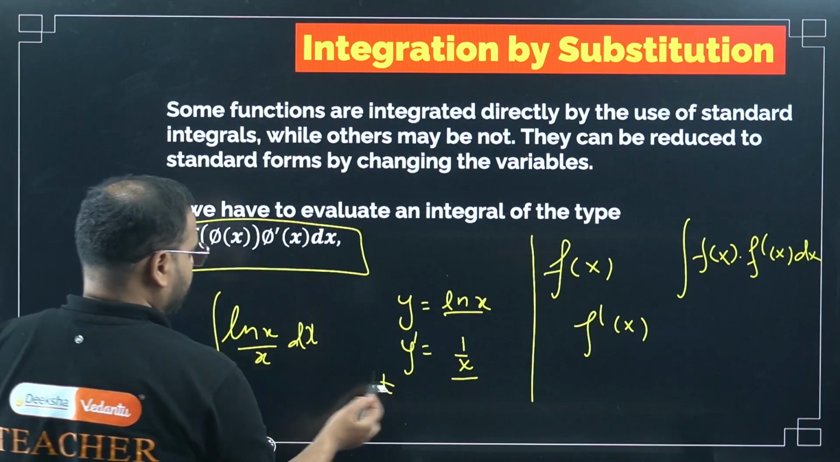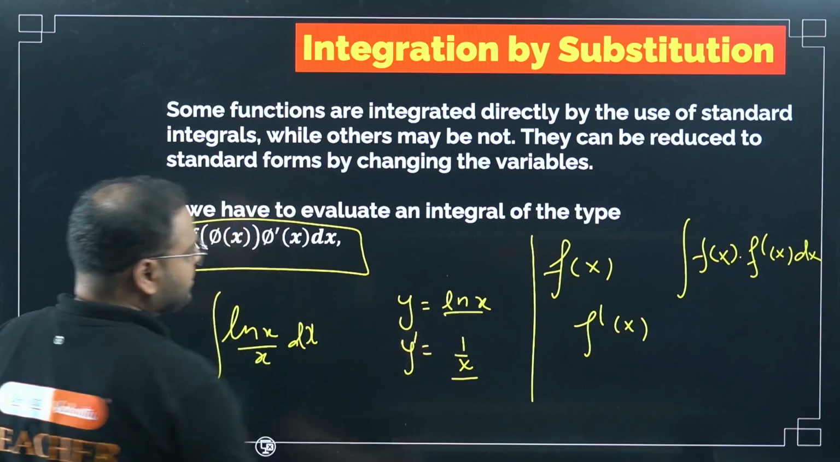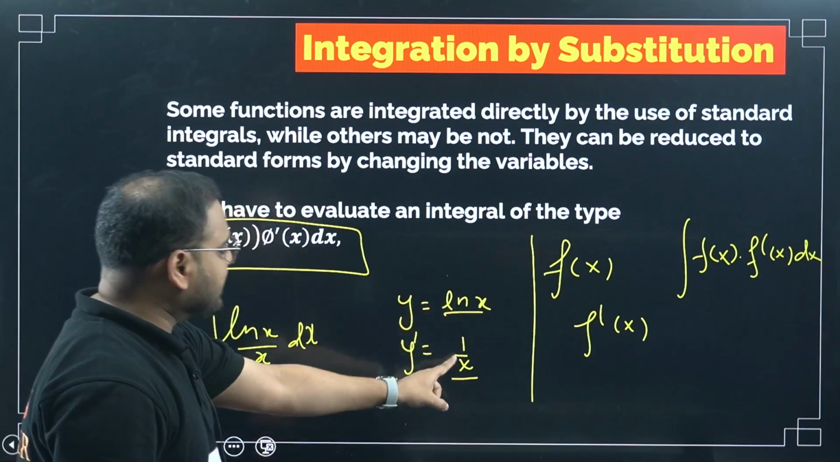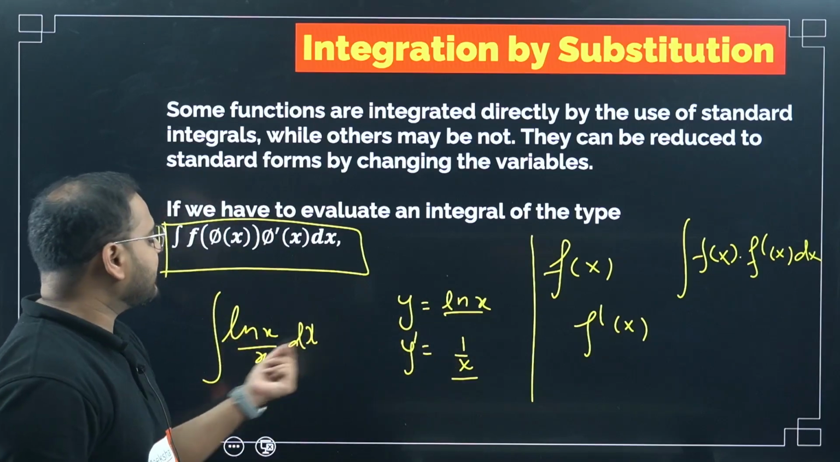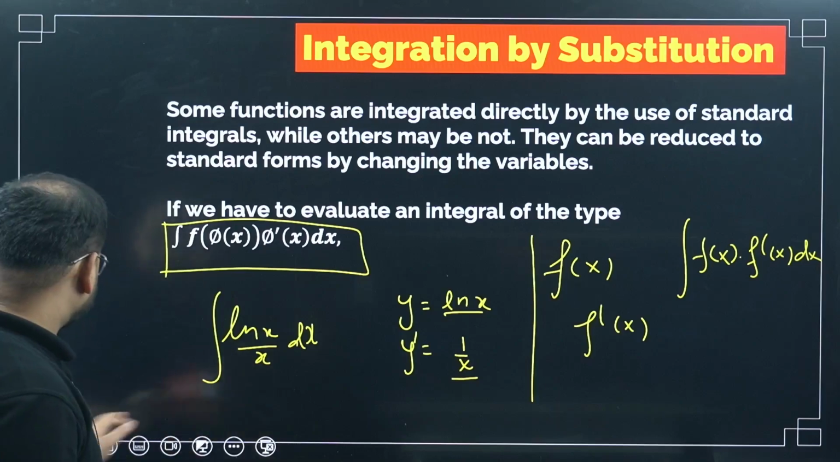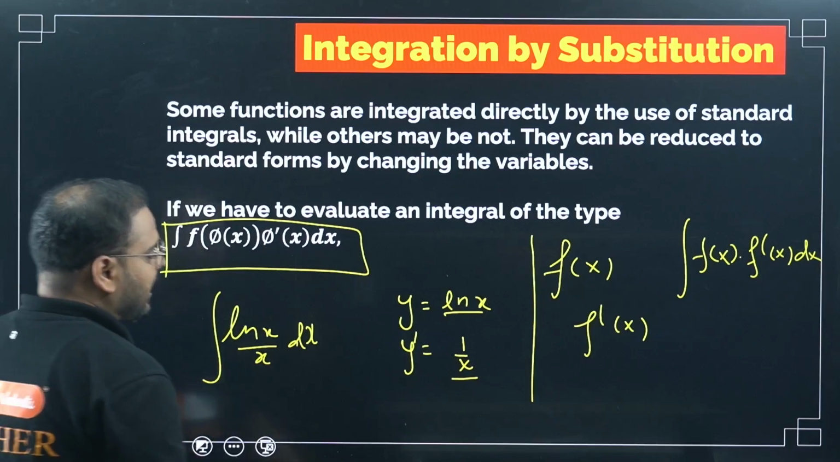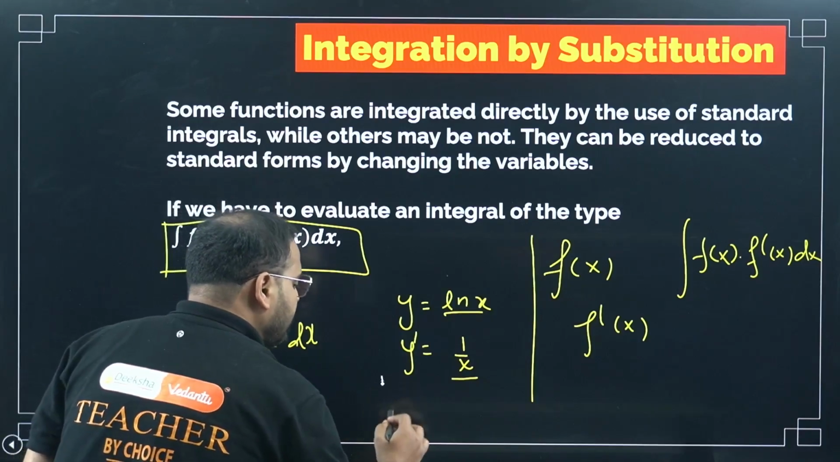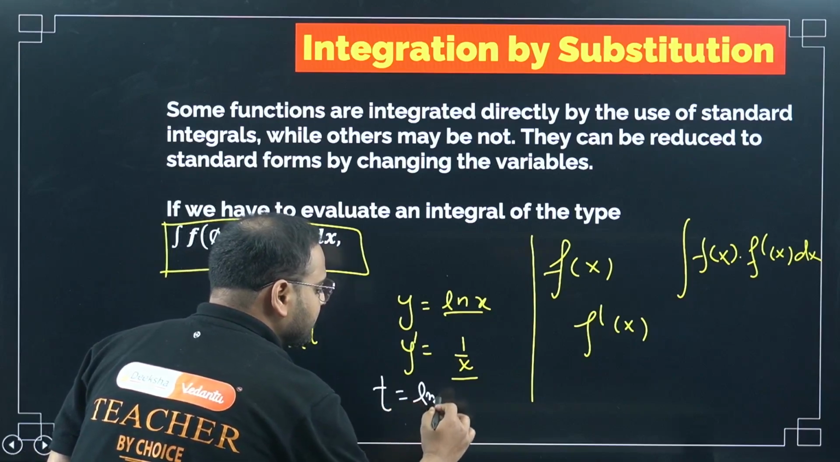So okay, this was the question here. Both the function and its derivative are present in the question. You can see ln x is there, and the derivative of ln x is 1 by x, which is also there. Then what can I do? Please have a look, I can take the substitution t equals ln x.